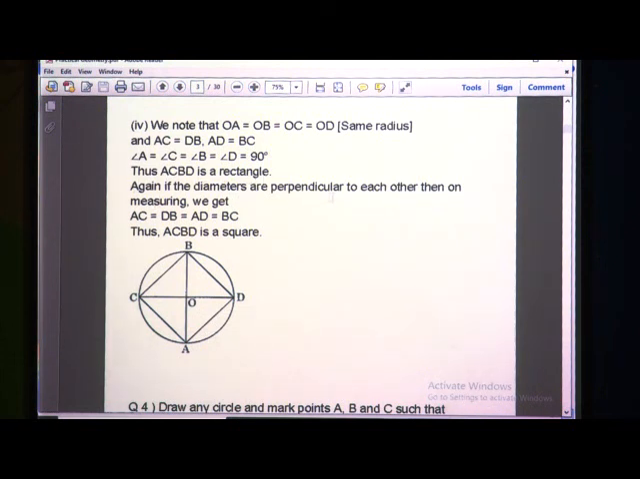Again, if the diameters are perpendicular to each other, then on measuring we get AC is equal to DB is equal to AD is equal to BC. ACBD is a square. If the diameters are perpendicular to each other, it means they have the measure of 90 degrees. You can see we have the measure of 90 degrees here. So, if the diameters are perpendicular, we can say ACBD is a square. Thus, we have constructed a circle and found that after joining the diameters we get a quadrilateral.